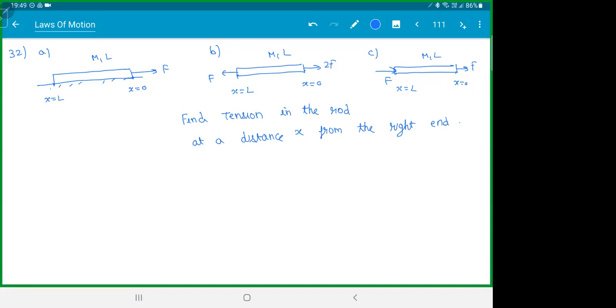First case, you're applying a single force. Second case, you're applying 2 forces opposite, 2F and F. Third case, you're applying F and F. Both are pushing in the same direction. Find the tension in the rod as a function of x coordinate. The right side is x is 0, left side is x is equal to L.